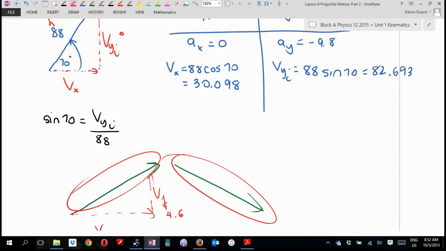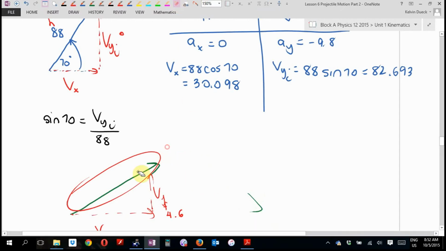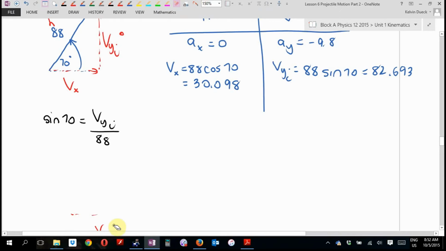Vertical. Yes! Not initial, though. Final. You know what? If I just find what Vy is after 4.6 seconds, if it's positive, it's on the way up. If it's negative, it's on the way down. And I'll know how to draw it before I draw it. Is that okay? So I've really thought this question through.